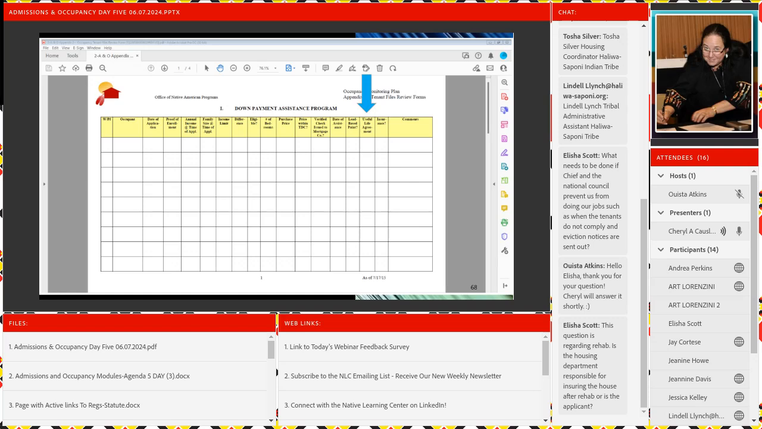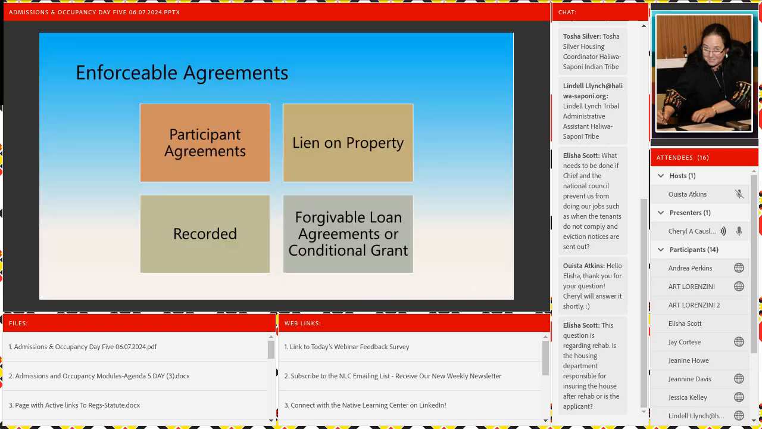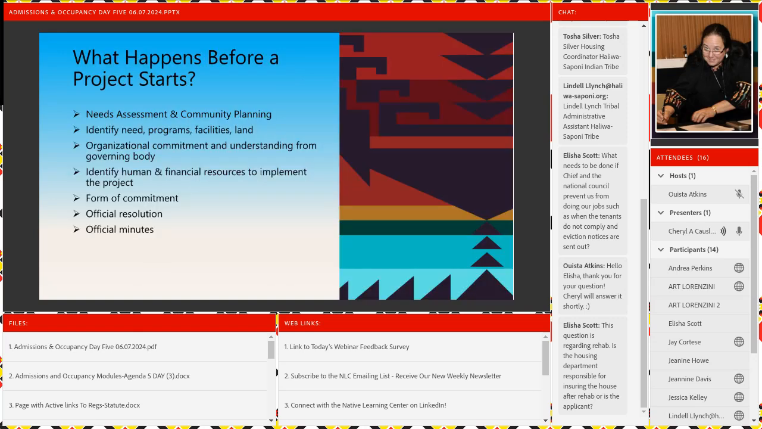Well, we took A&O training to make sure that that would not happen, and we started to review a certain amount of our files every year or whatever. And then they can't give you a finding for it because you've already discovered that. That's what self-monitoring is for. Make yourself better, find your own mistakes. So enforceable agreements, participant agreement, liens on property. It's recorded, forgivable loan agreement or a conditional grant.